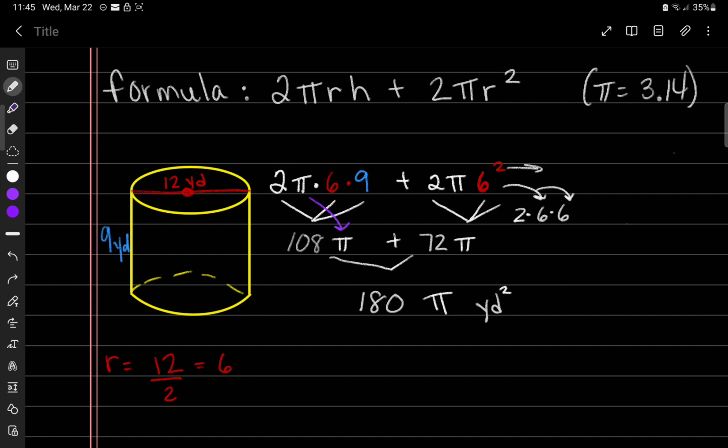The only other difference for this in general is that we use pi, and that would just be us doing 180 times 3.14. But in the PACEs, they don't evaluate pi, they leave it as the pi sign, so we don't have to worry about that. This would be the answer. That's the surface area of pi. I mean, surface area of a cylinder.